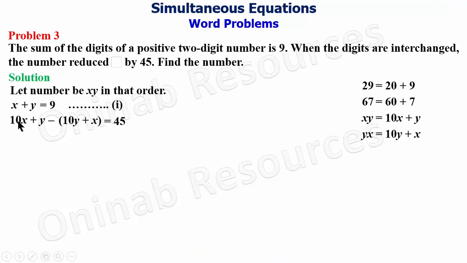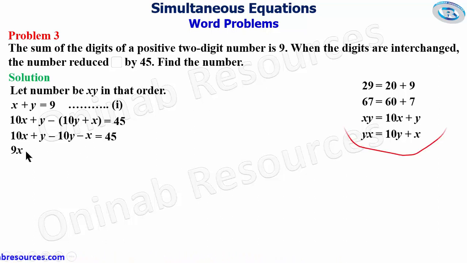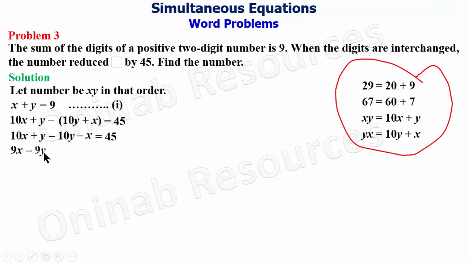Then we simplify. This is 10x plus y, this is minus 10y, then minus x, is equal to 45. So simplifying this by collecting the like terms, 10x minus x will give 9x, plus y minus 10y will give us minus 9y, is equal to 45. Since every term is divisible by 9, I divide through by 9 to give me x minus y is equal to 5. I call this equation 2.